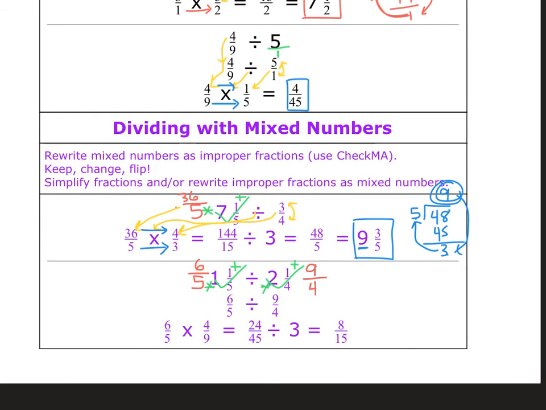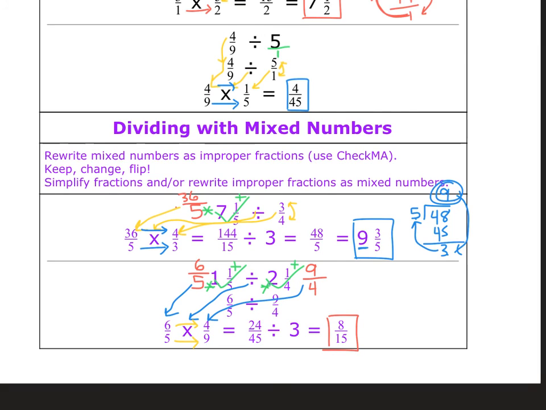Okay, so now I have, keep that first fraction, 6 over 5, change my division to multiplication, and flip this second fraction. Then from there, multiply straight across, 6 times 4 and 5 times 9. You'll end up with 24 over 45. They can be divided by 3. Again, if you don't know that off the top of your head, check out your multiplication chart. And once you divide 24 divided by 3, you get 8. 45 divided by 3, you get 15. And that is your final simplified answer.